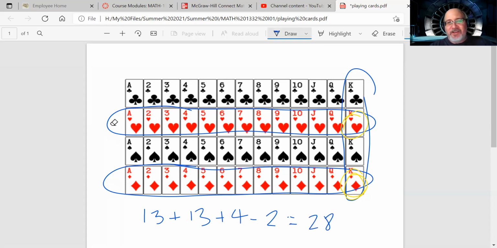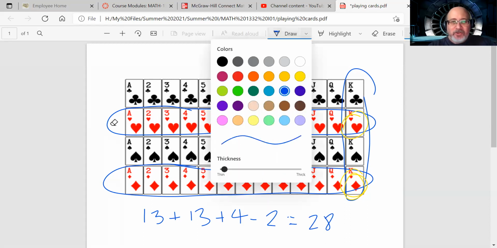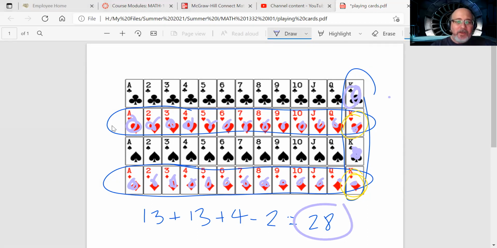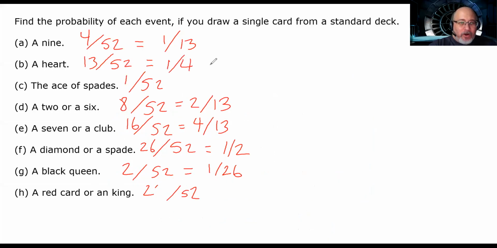If you're worried about duplicity like that, then just count them. Just circle them and then count them. 1, 2, 3, 4, 5, 6, 7, 8, 9, 10, 11, 12, 13, 14, 15, 16, 17, 18, 19, 20, 21, 22, 23, 24, 26, 27, 28, which is what I got down there. There's no shame in that. Just make sure you don't double count somebody if they fall under more than one categorization. 28 out of the 52 cards are red or kings. We can reduce that by 4 to get 7 out of 13.